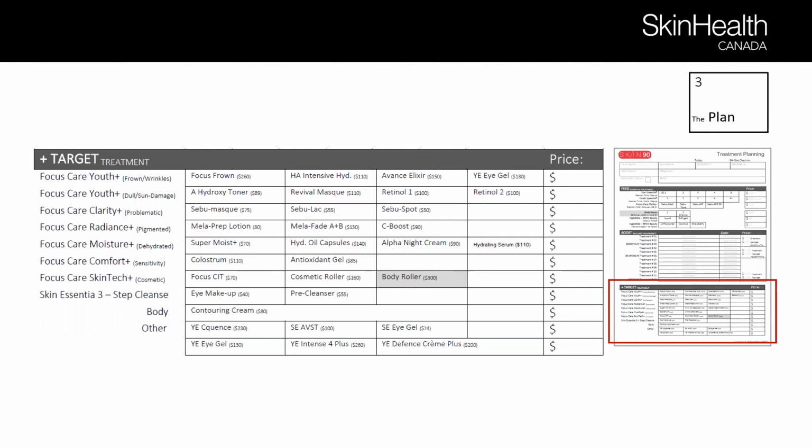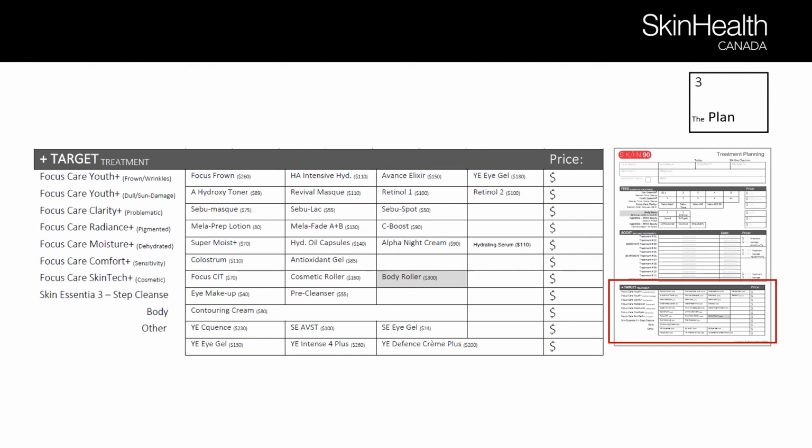And then as you can see within Target, what we've tried to do in this treatment plan is make it pretty point and shoot. What I mean by that is, if you're talking about moisture or dehydrated skin, you're going to focus on the Focus Care Moisture Plus products. There are 4 Focus Care Moisture Plus products. There's Super Moisturizer, there's Hydrating Oil Capsules, there's Alpha Night Cream, and there's Hydrating Serum. So basically there's 4 things to choose from.